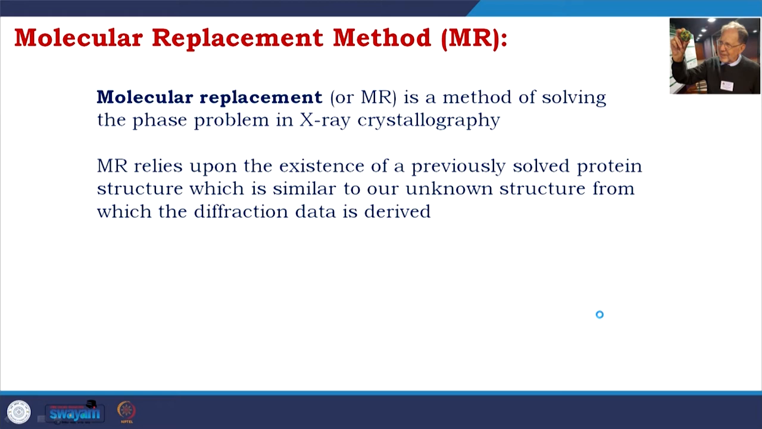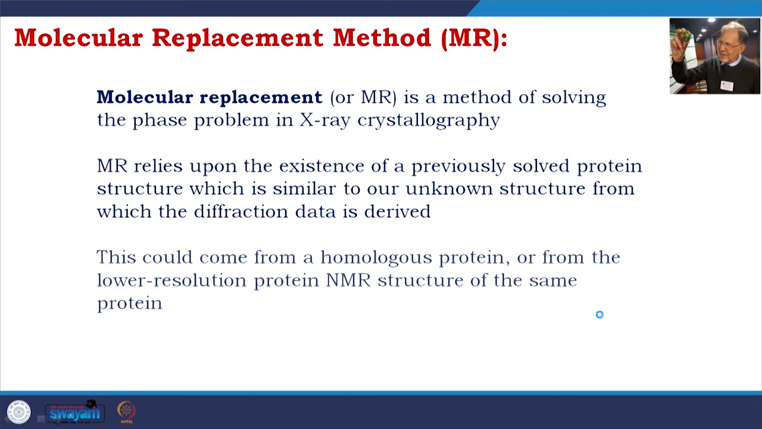This process was developed by Michael Rossman. So, MR relies upon the existence of a previously solved protein structure, which is similar to our unknown structure from which the diffraction data is derived. This could come from a homologous protein, which has similar properties to the protein you are working on, or from a lower resolution protein NMR structure of the same protein.